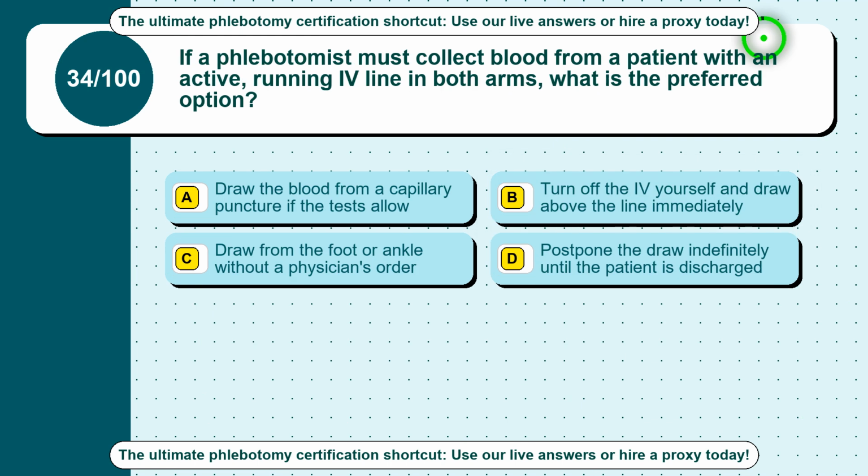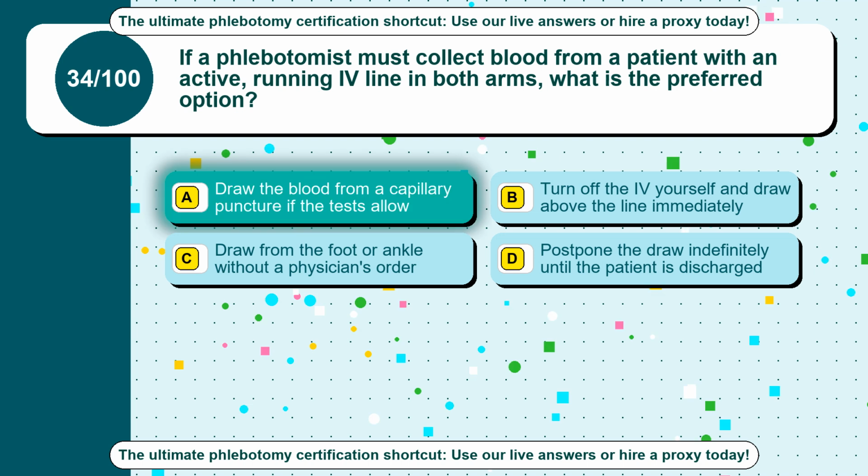Question 34. If a phlebotomist must collect blood from a patient with an active, running IV line in both arms, what is the preferred option? Option A. Draw the blood from a capillary puncture if the tests allow. Option B. Turn off the IV yourself and draw above the line immediately. Option C. Draw from the foot or ankle without a physician's order. Option D. Postpone the draw indefinitely until the patient is discharged. The correct answer is option A.